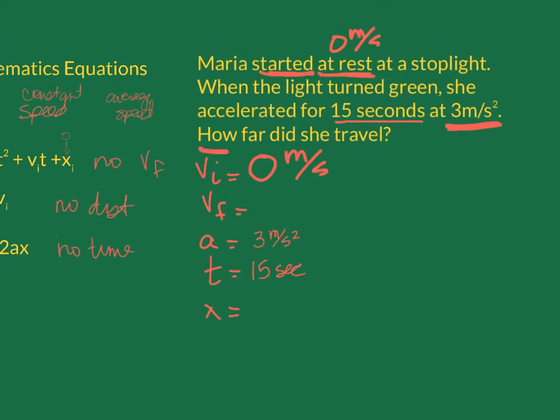Okay, and then the question says how far. So which one of these do we measure in is a distance? How far did I go? That's our x, right? So that's what we're looking for. We're looking for how far did she go.